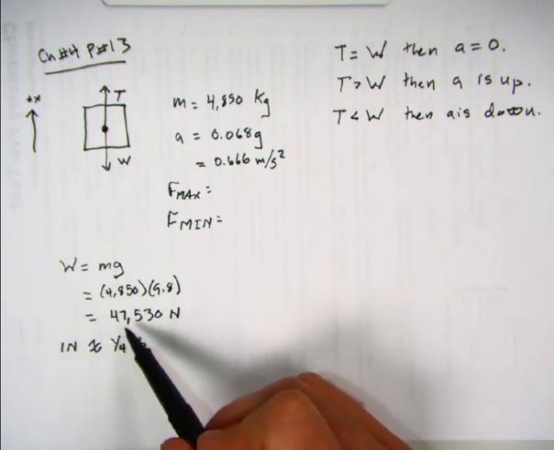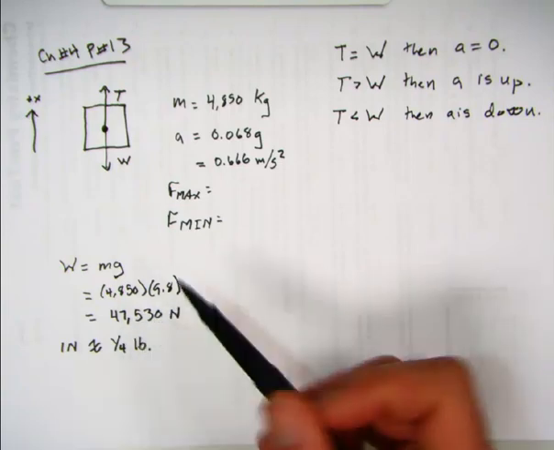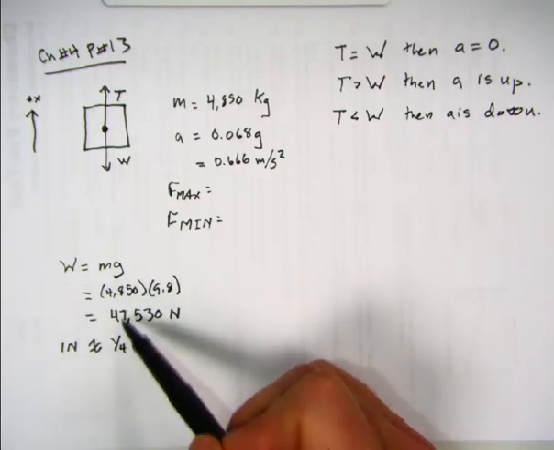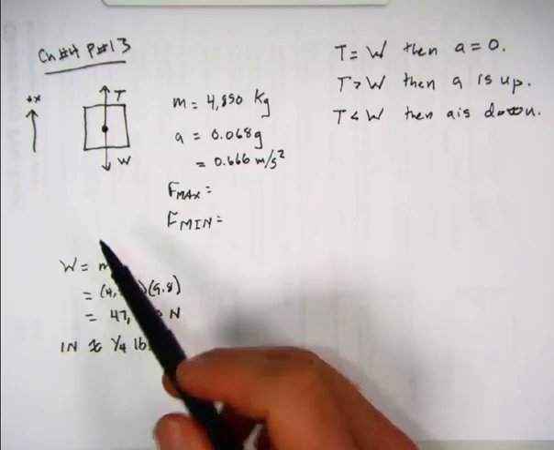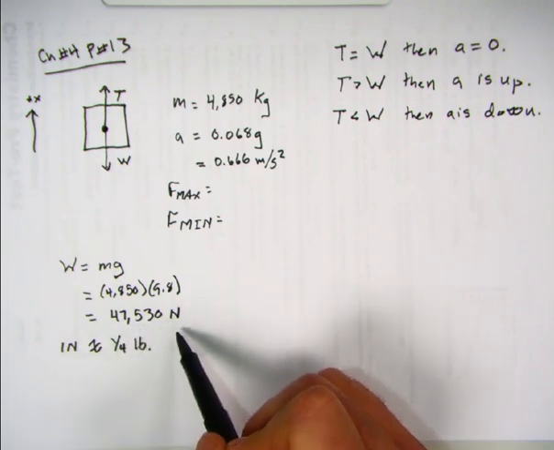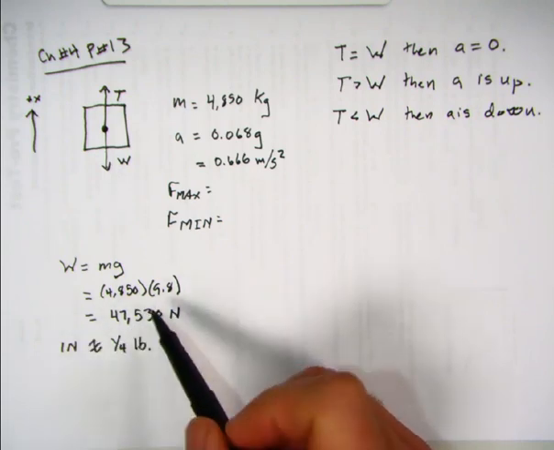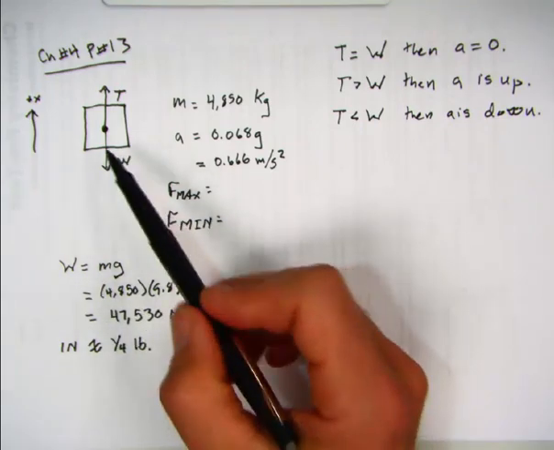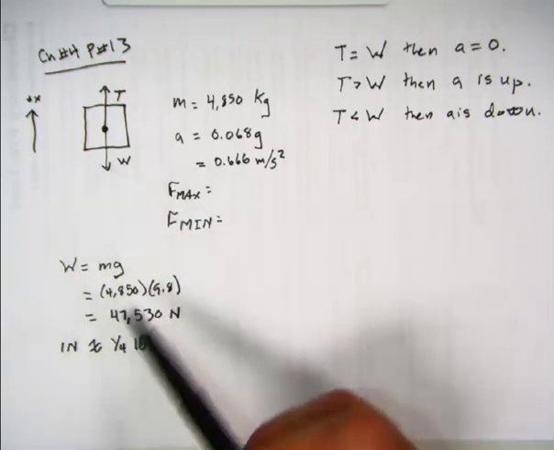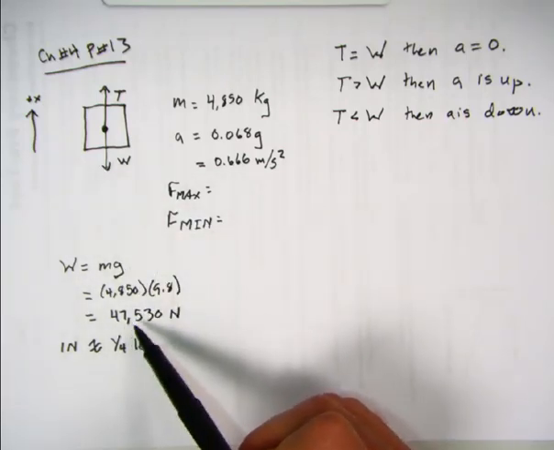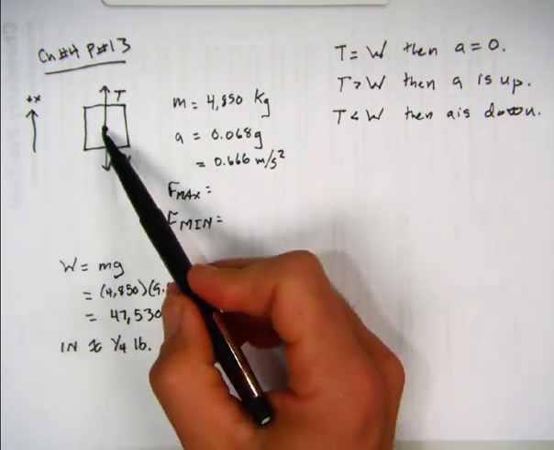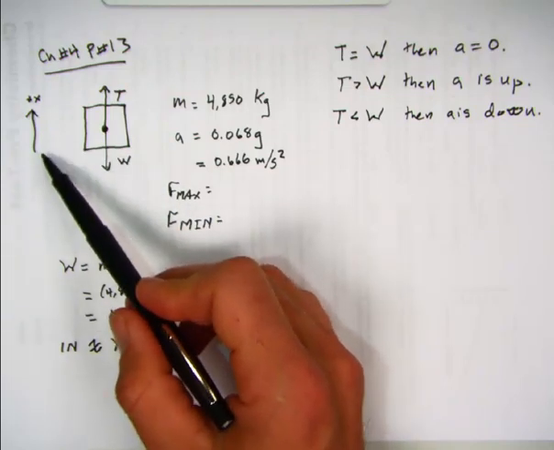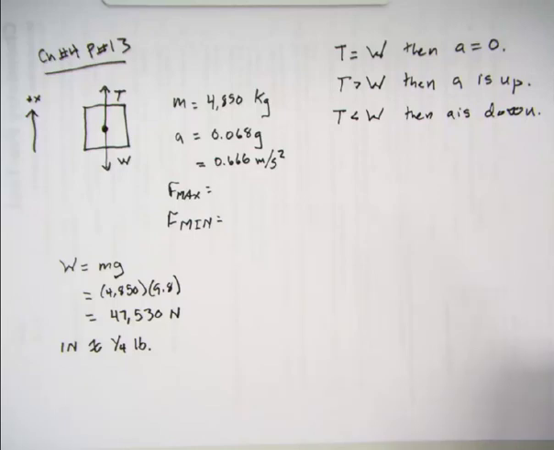So would it make sense that the elevator is around 10, 12,000 pounds? Sure, that seems reasonable. Now, by the way, typically when someone says, how much do you weigh? You don't say negative 47,000 pounds or negative 47,000 newtons. Usually we give weight as a positive number, but it's understood that weight is a force of gravity pulling down. So in this problem, I've just solved for the weight, but we realize that this is going to be a force in the negative direction, or in the downward direction.